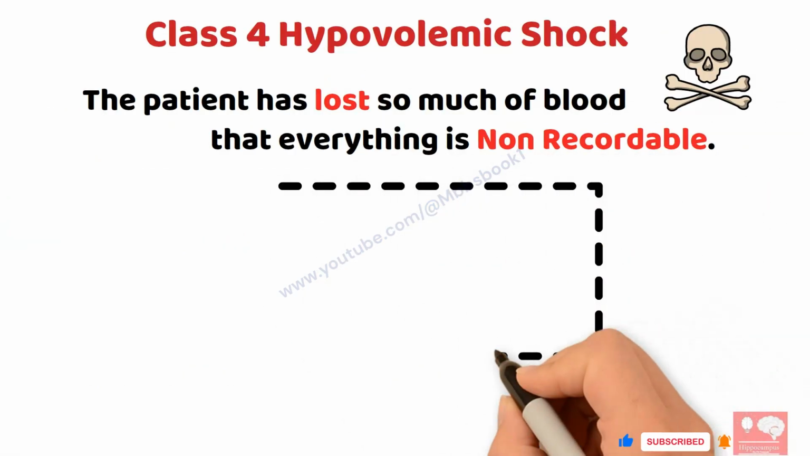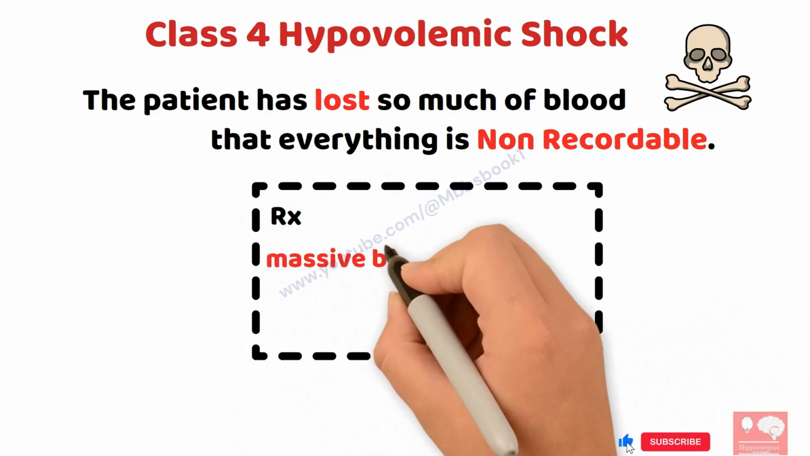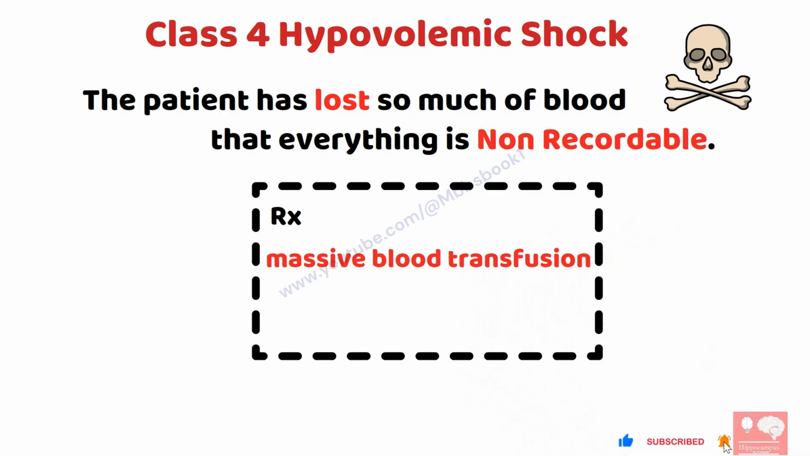Now, in these patients with class 4 hypovolemic shock, what do we do? We have to give these patients a massive blood transfusion. So we have completed the 4 classes of hypovolemic shock. Next, we are going to discuss massive blood transfusion.